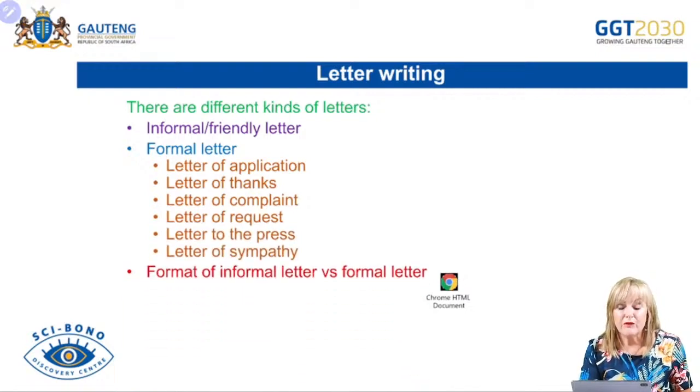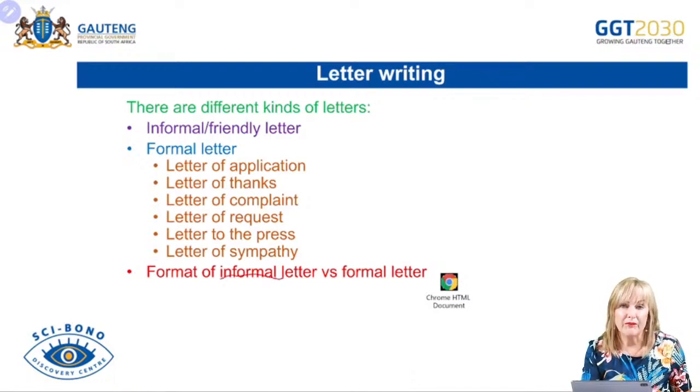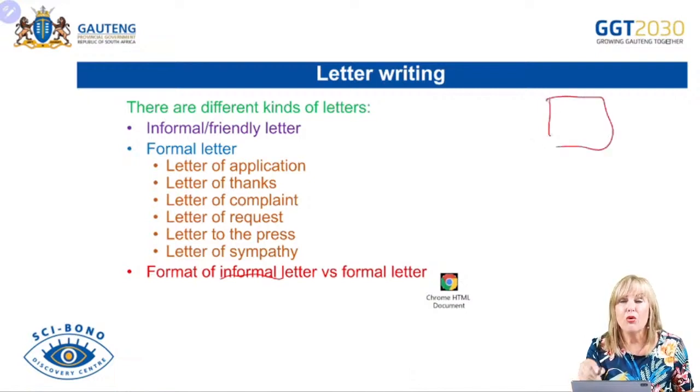There's a difference in the format of the informal letter versus the formal letter. In an informal letter, you only have one address and you may write a little bit more informally, although you may never use slang in any letter. But the formal letter will always have two addresses. And the second address, the business address, will depend on whatever the purpose is of the letter. But your address that's in the right-hand corner of your page will always stay the same.